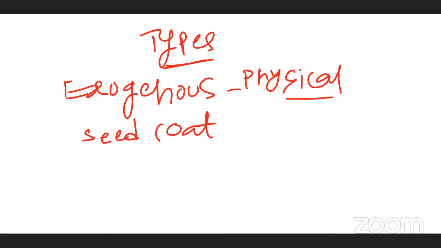So the cause of physical dormancy is the structure of the outer cell layer. As I already told you, if the seed coat is such, even when all conditions, that means water availability, optimum temperature and light, are all favorable to germination, in this situation also the embryo does not germinate. The seed does not germinate because of the seed coat.